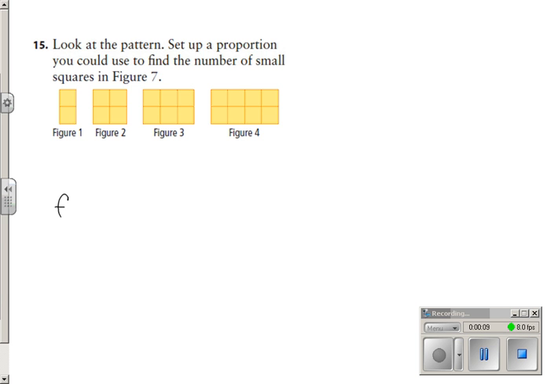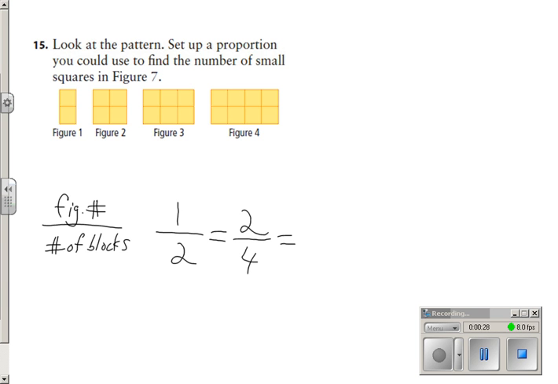Well, I know I have figure number. That's one of my sets of data. And I know I also have number of blocks. So let's see if I can set up a proportion here, see if it works. So figure number 1 has 2 blocks. That should be proportionate to figure number 2, which has 4 blocks, which should be proportionate to figure number 3, which has 6 blocks, which is proportionate to figure number 4, which has 8 blocks.